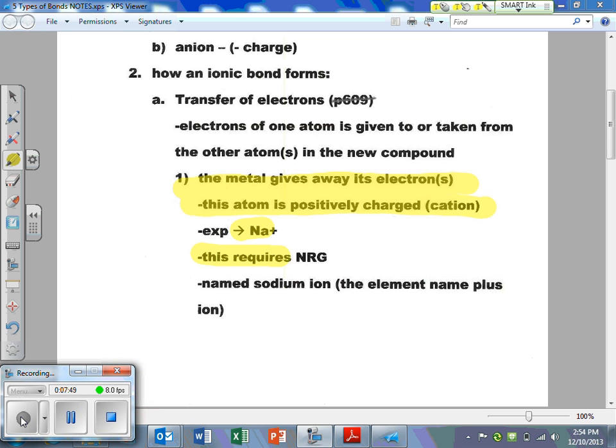Okay, this requires energy. Anytime there's going to be a transfer of anything, it's going to take energy to do that.